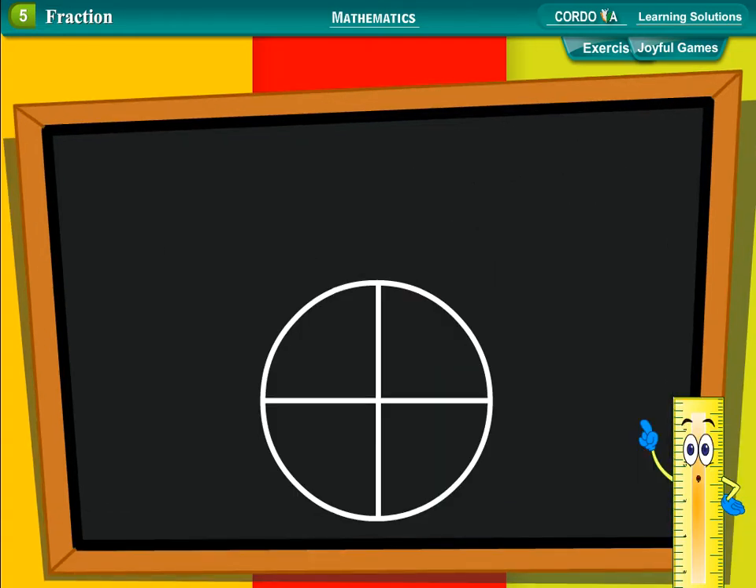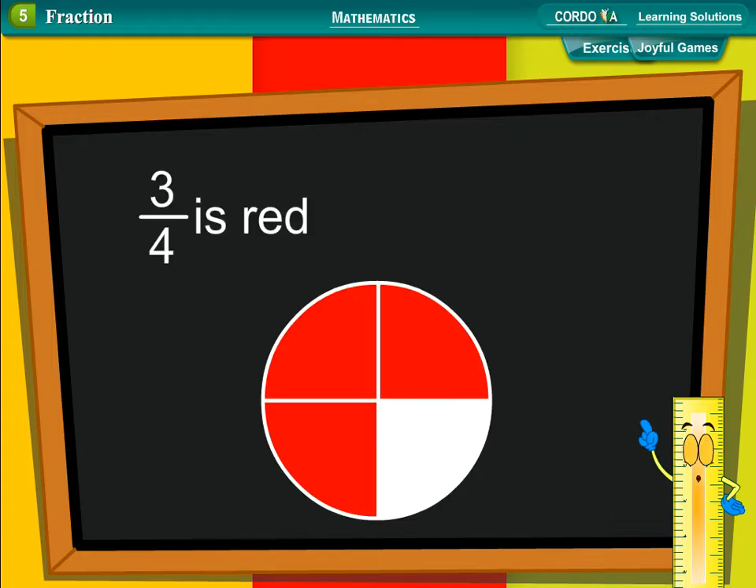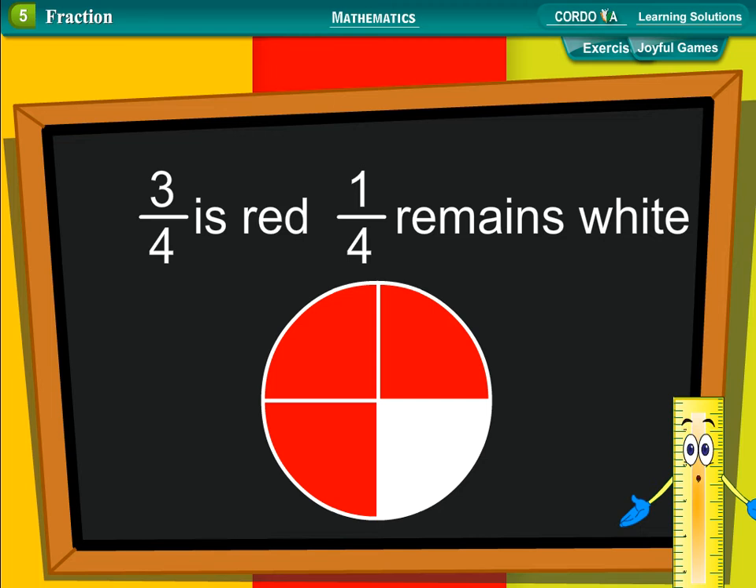In figure 3, a circle has been divided into 4 equal parts. 3 parts out of 4, that is, 3/4 is red. In other words, 3/4 is red. 1 part out of 4, that is, 1/4 remains white.